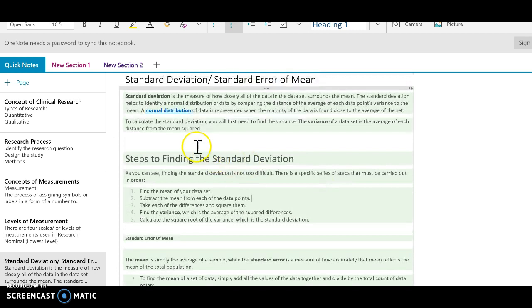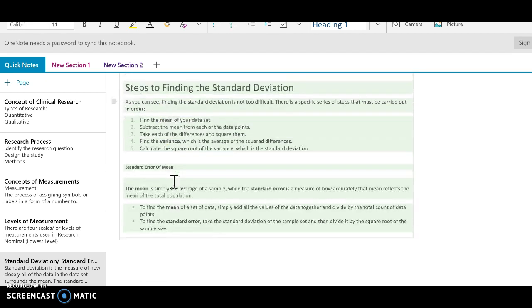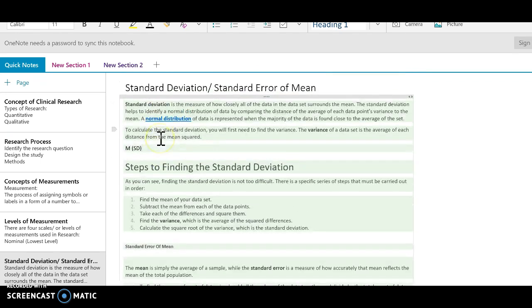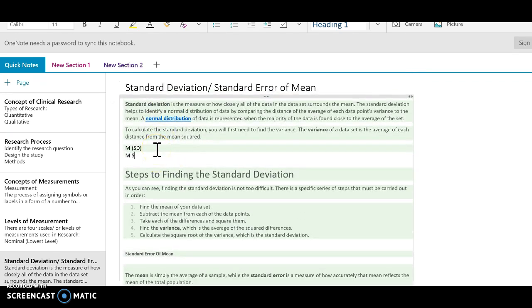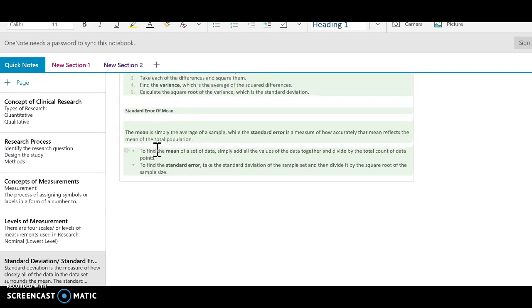Generally, you would see in a given set the mean given with a standard deviation, right? But in this case, this article provided you with the mean and standard error of mean. So the question now becomes, what is the standard error of mean, and why did they use it? We know that the mean is the average of a sample, while the standard error of mean is a measure of how accurately that mean reflects the mean of the total population. So why is that important?